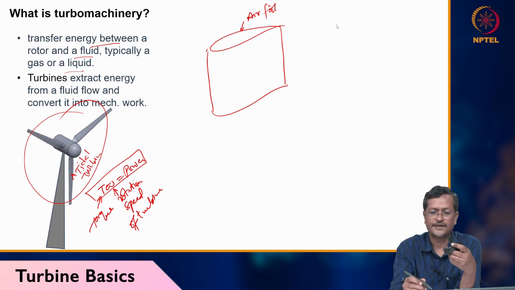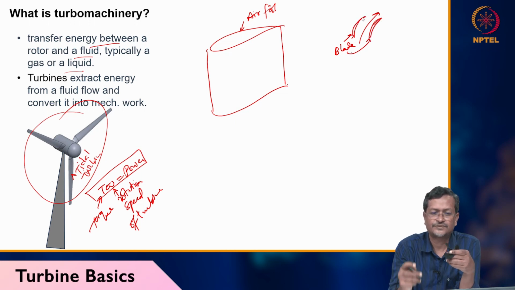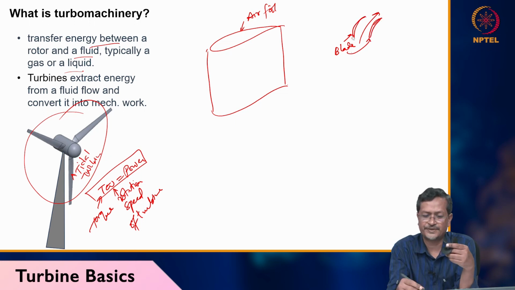Two blades are there. So I have one blade, I have another blade. This is called a blade. So these are called blades. A blade can be curved, or different shapes will be there. And the space in between is called the passage.